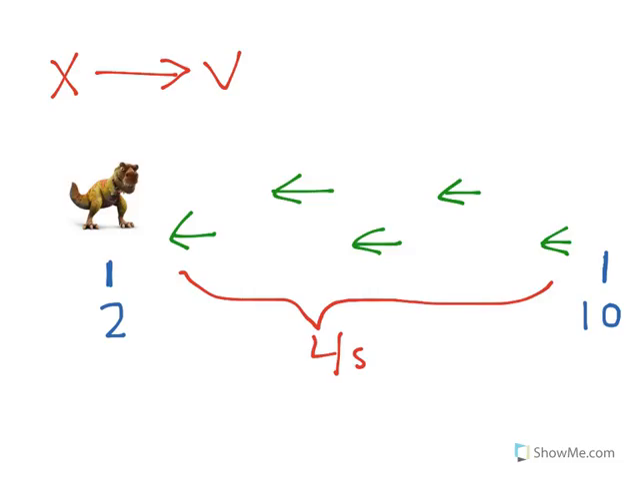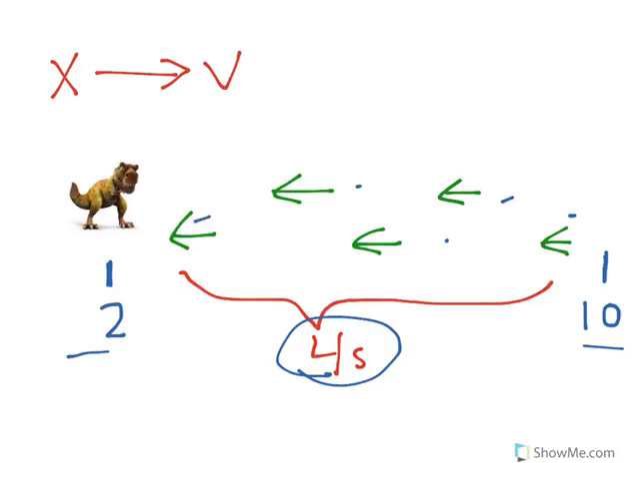How about some math? Let's say we've got a T-Rex at position 2. Then he wanders along down to position 10. This journey takes him a total of 4 seconds. Can you calculate his velocity? Why don't you pause the video and think about it? Alright, how about we walk through it together?